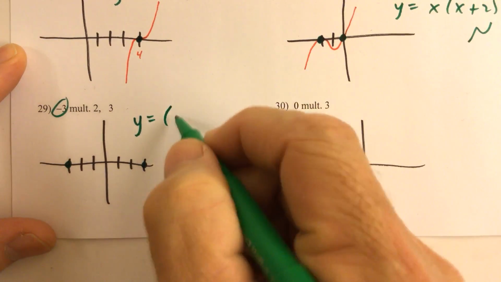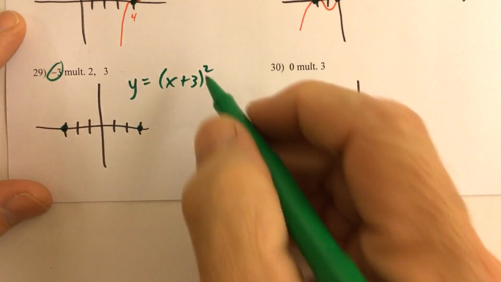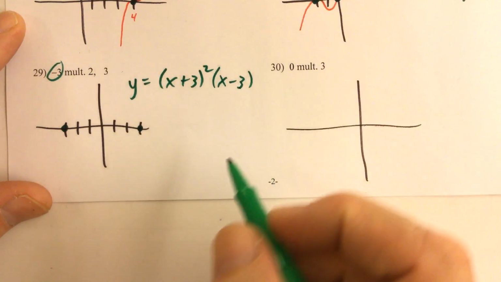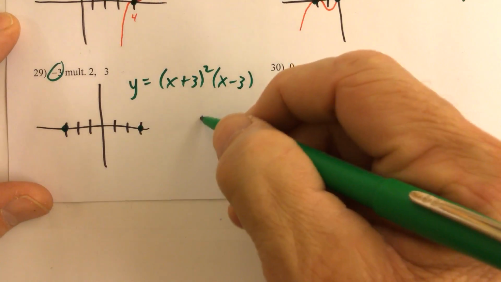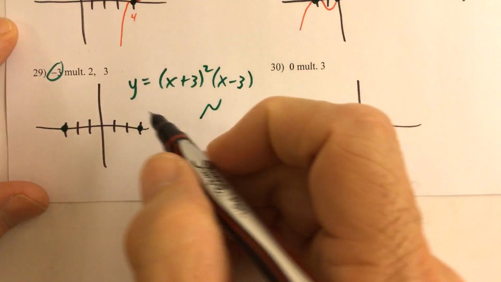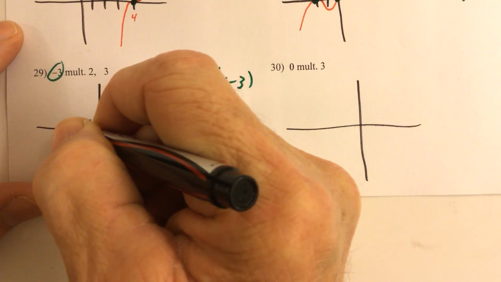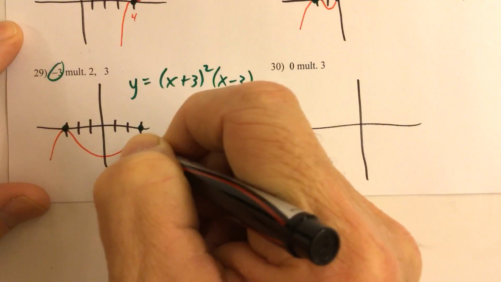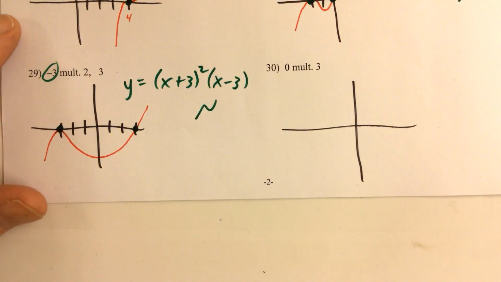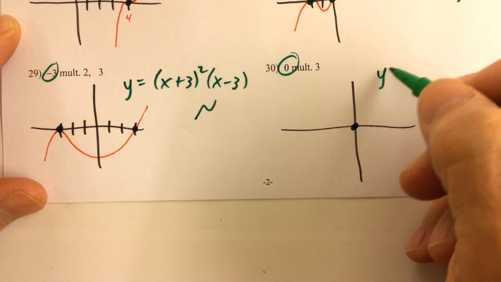If negative 3 is a 0, then x minus negative 3, or x plus 3, is a factor of multiplicity 2. And since 3 is a 0, x minus 3 is a factor. We know it's a third-degree polynomial, so it goes up from left to right. And we touch the x-axis at negative 3, come back down, and we go back up through 3 on the x-axis.